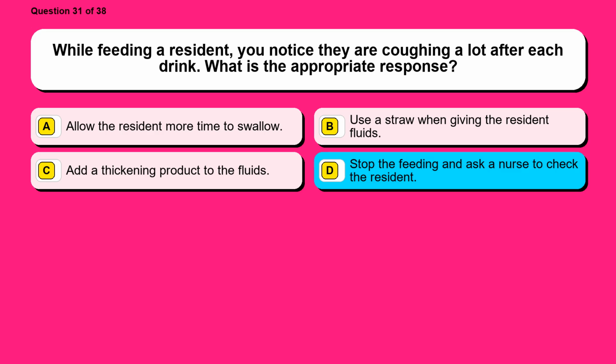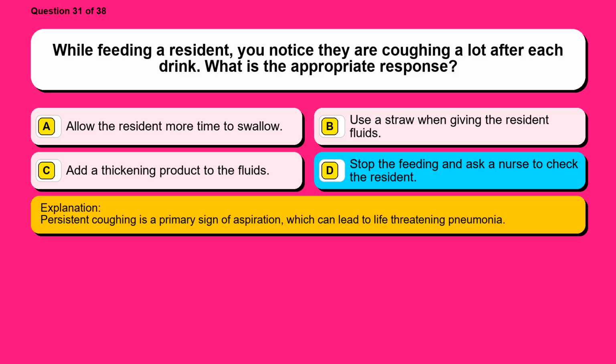The correct answer is option D. Stop the feeding and ask a nurse to check the resident. Persistent coughing is a primary sign of aspiration, which can lead to life-threatening pneumonia.